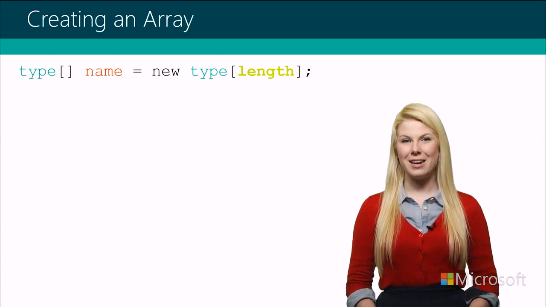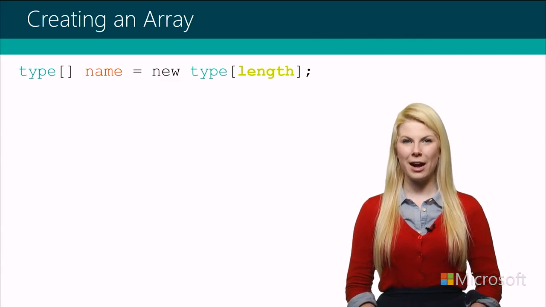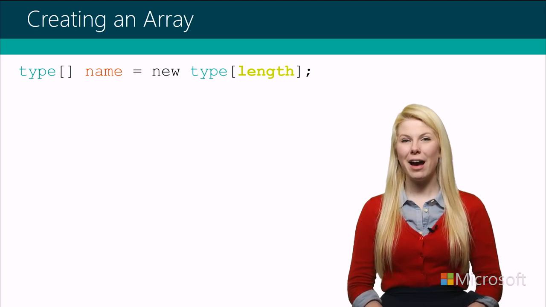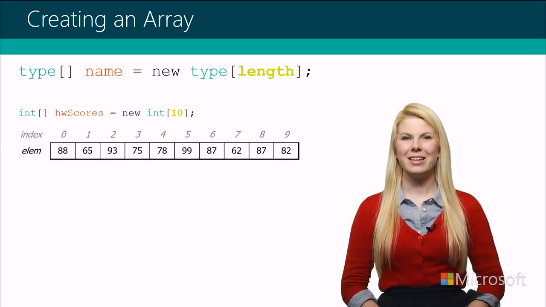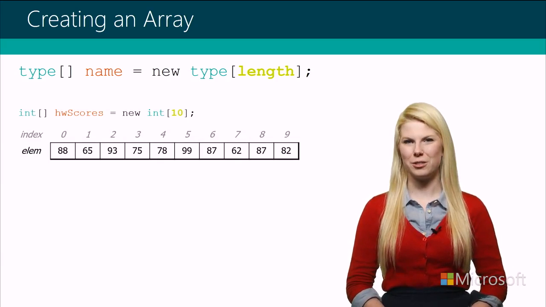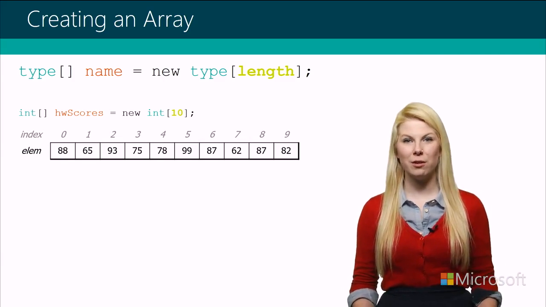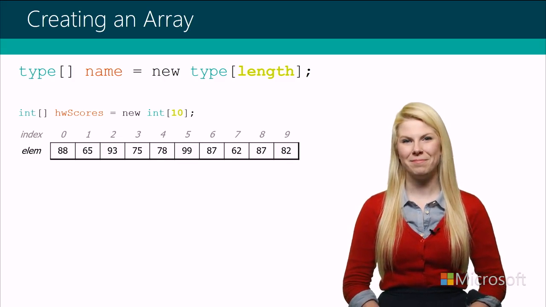Here's how you create an array. It starts with the type and then a set of square brackets. And then that very special keyword new, meaning this is an object. Then you have to give it a length. How many things are you going to store? Here's an example. An array of 10 integers. There's 10 different spaces, and you can store up to 10 different or exactly the same integers, whatever you like.